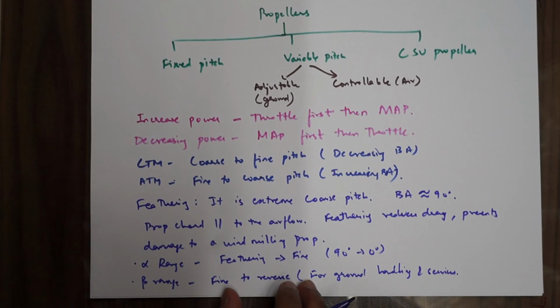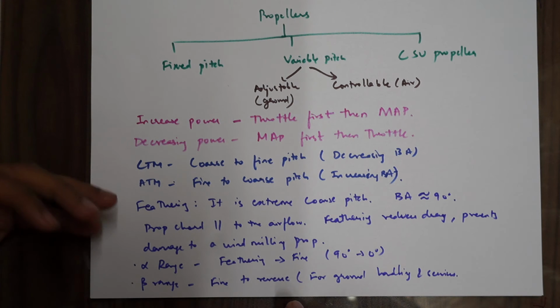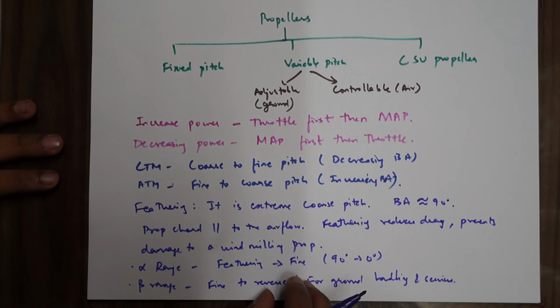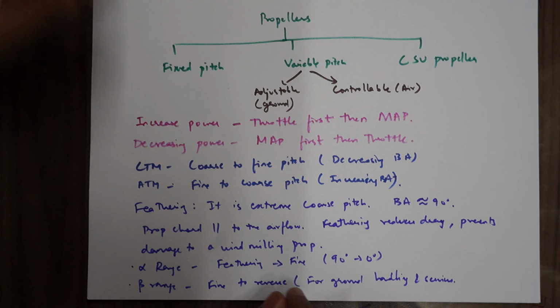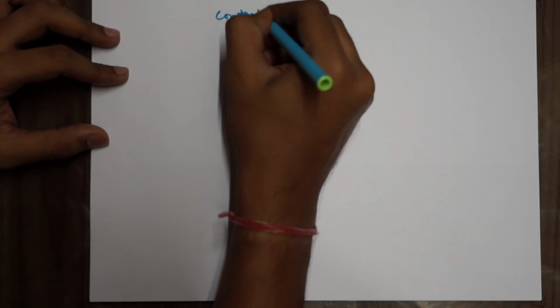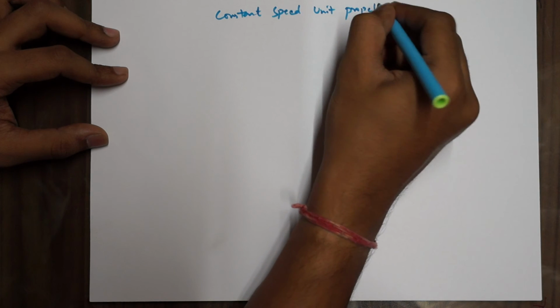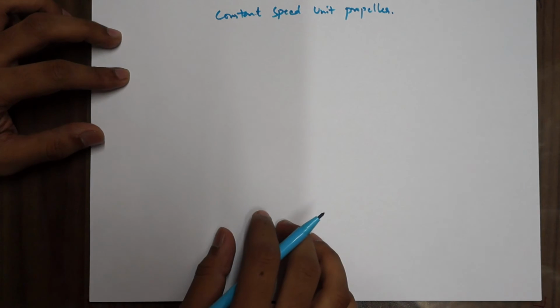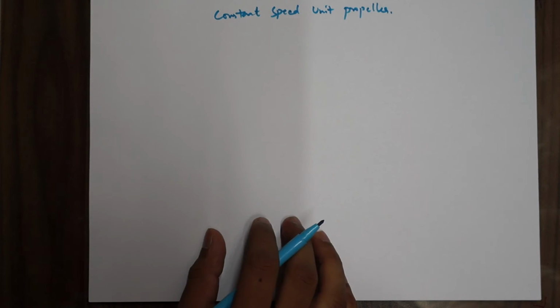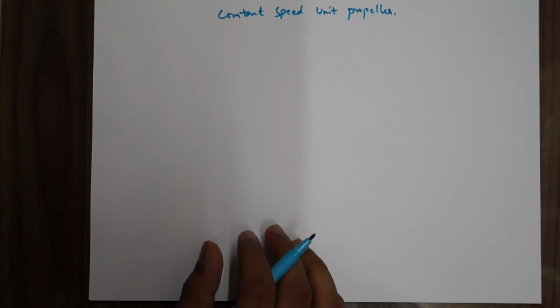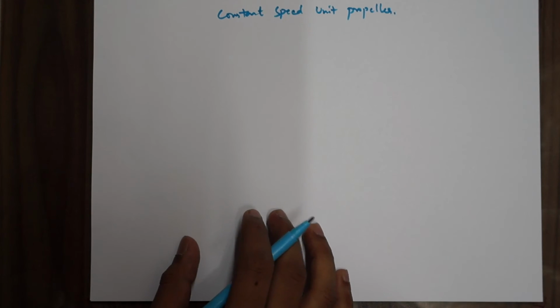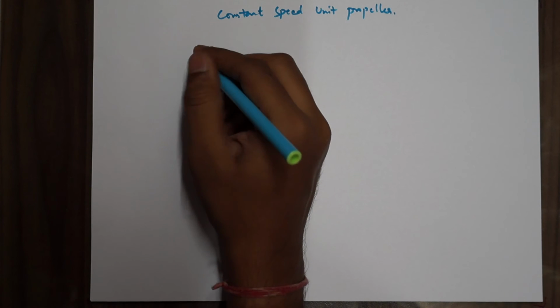Okay, so now we'll discuss fixed pitch. You guys know variable pitch. I just discussed some points on that. This is more than enough for you guys at the moment, and for further you can obviously refer to the books. Now we'll discuss CSU, the constant speed unit propeller. It's a unit that's installed on the propeller system that keeps the propeller at a constant speed. So this helps in increasing your propeller efficiency.